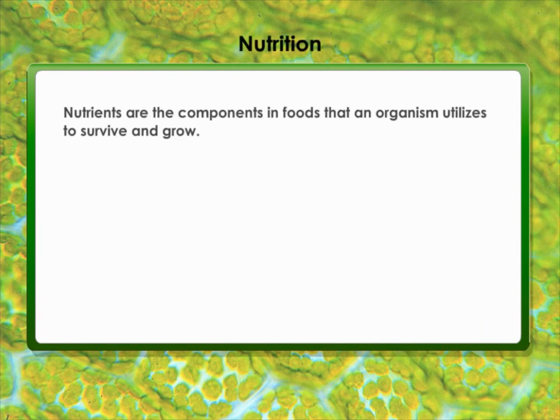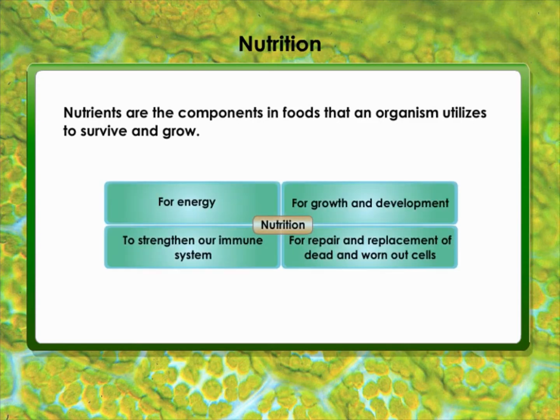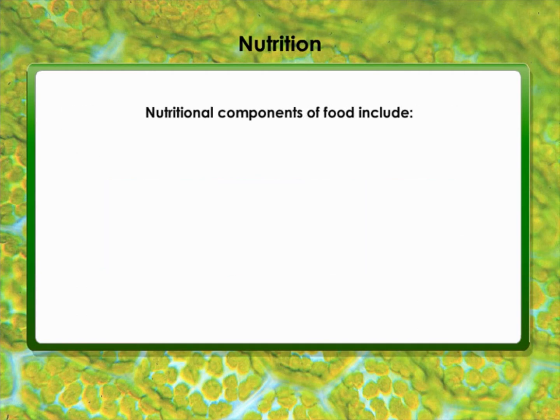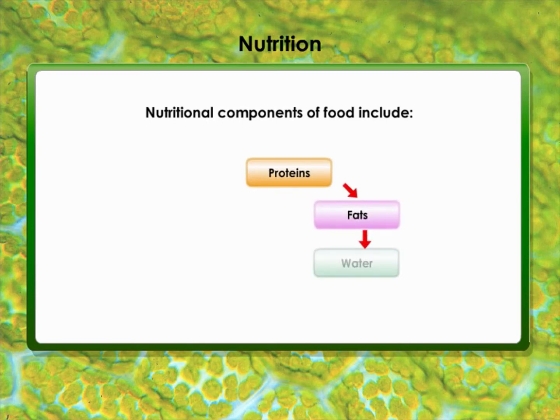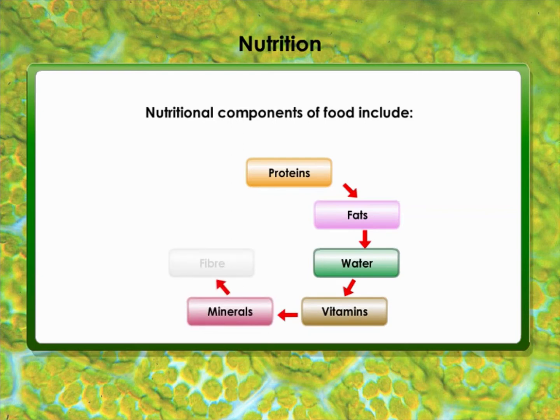Nutrition. Nutrition is the mode of taking food by an organism and its utilization by the body. Nutrients are the components in foods that an organism utilizes to survive and grow. Nutrient components of food include protein, fats, water, vitamins, minerals, fiber, and carbohydrates. These components of food are necessary for our body.